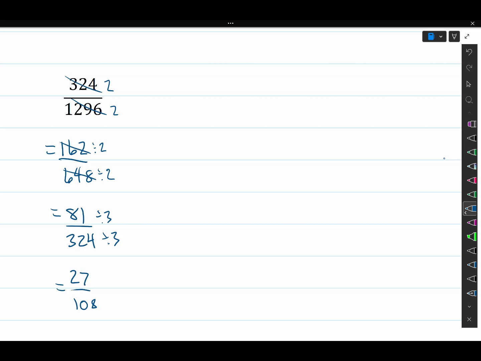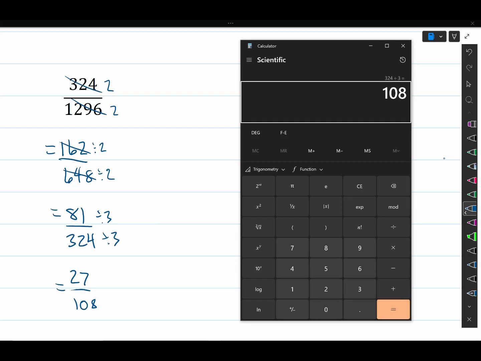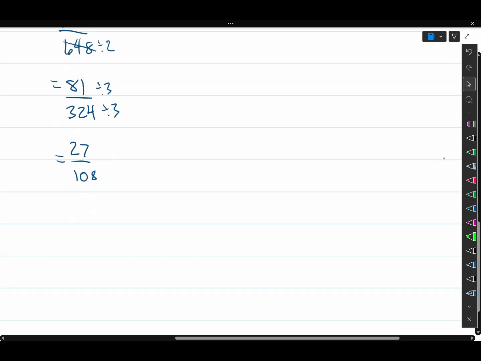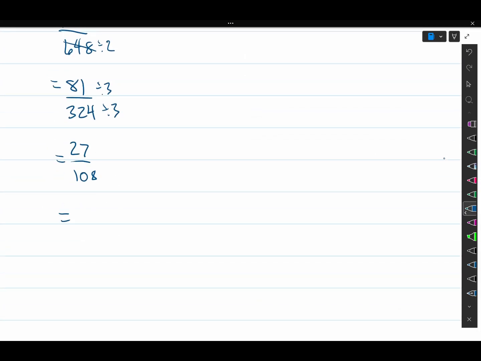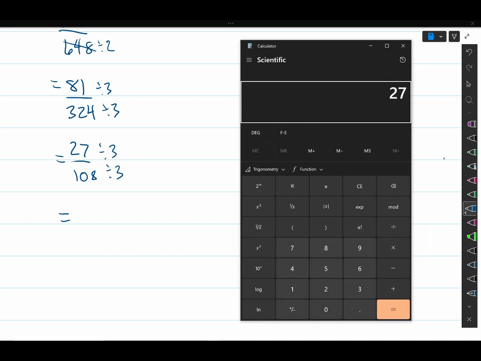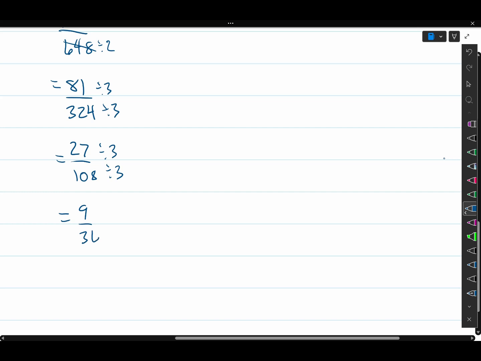And the key there, what I'm looking for is, are these divisible without using any decimals, right? So now I'm working with 27 divided by 108. Again, I will try 3. Can I divide 27 by 3? Can I divide 108 by 3? 27 over 3 is 9. 108 divided by 3 is 36. So I'm working with 9 over 36.